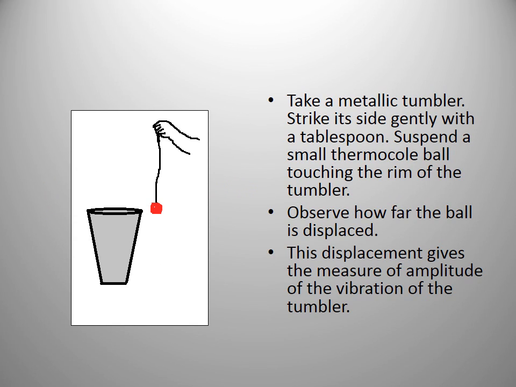Let us look into a simple experiment. Take a metallic tumbler. Strike its sides gently with a tablespoon. Suspend a small thermocol ball touching the rim of the tumbler. Observe how far the ball is displaced when we strike the metallic tumbler with a spoon. This displacement of the thermocol ball gives the measure of the amplitude of vibration of the tumbler.